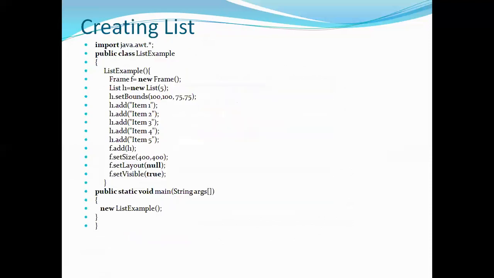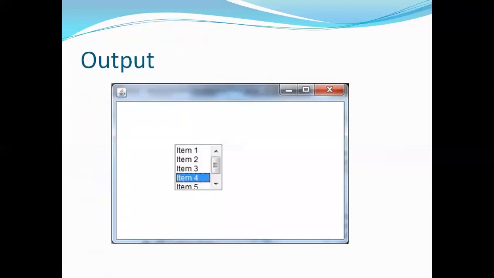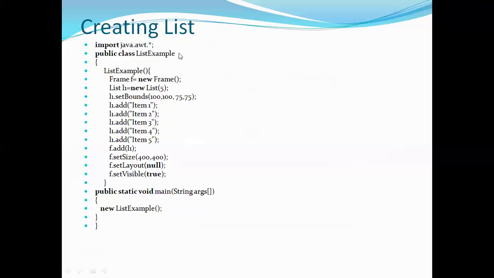Now let's see the last one, that is list. Let's see how to include the list in your program. First of all, let's see what a list is. If you observe the diagram here, you have a frame, and inside the frame you are shown a set of items. Out of these you can select any one of them. This option you will call a list. So the list component is included in the following manner.